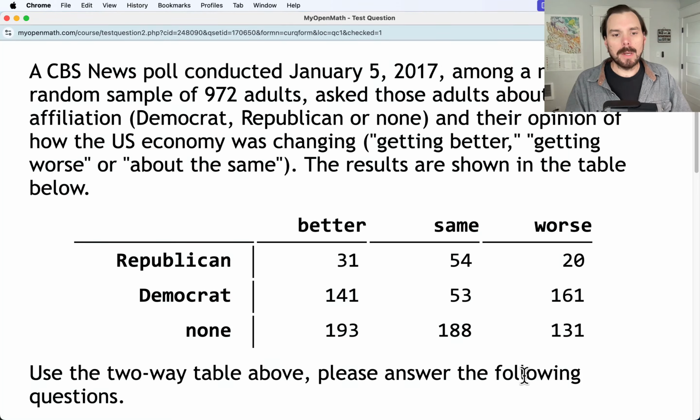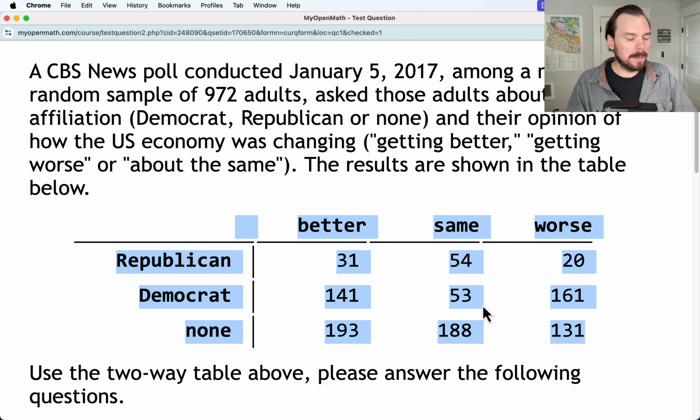These results are shown as a two-way table or contingency table, and we can use Google Sheets to quickly find the number of people that meet certain criteria and use those numbers to find probabilities. I'm going to copy and paste this table into Google Sheets.